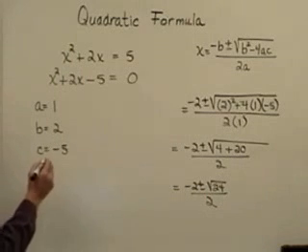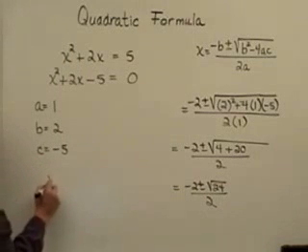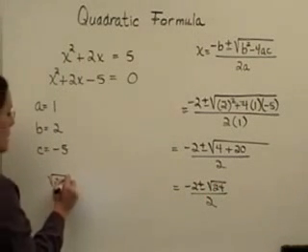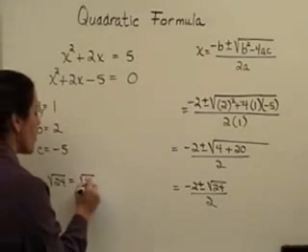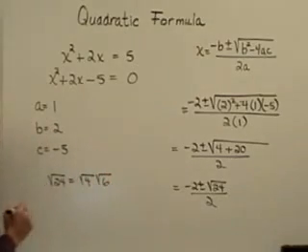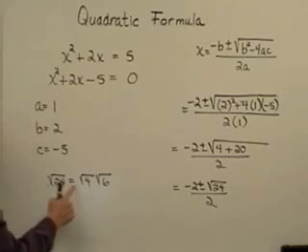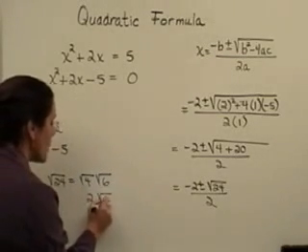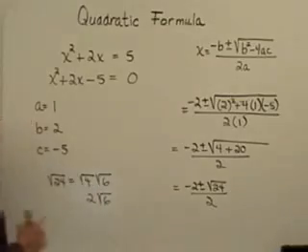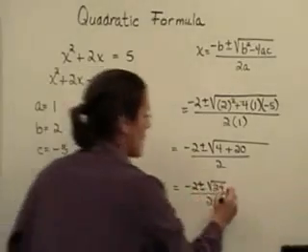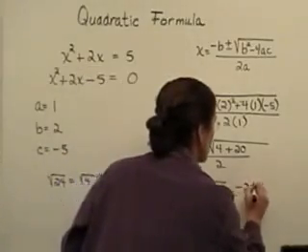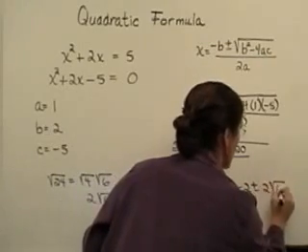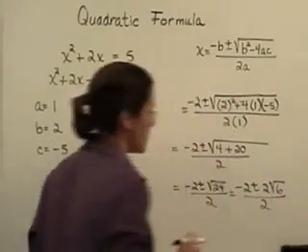Again, needing some room here, I'm going to come over here and say that the square root of 24 is the same thing as the square root of 4 times the square root of 6. Because this is a perfect square, I'm allowed to simplify this expression. So the square root of 24 is 2 times the square root of 6. I'm going to replace that now. So I have a negative 2 plus or minus 2 times the square root of 6, all divided by 2.